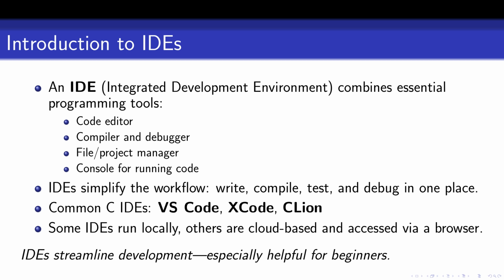While each of these tasks can be done with separate tools, IDEs combine them into one place. A modern IDE includes a text editor for writing code, a compiler to translate the code, and a debugger to find and fix errors. Most IDEs also have features like file management, a project navigator, and a built-in console for running programs. This all-in-one setup saves time and reduces complexity, especially for beginners.